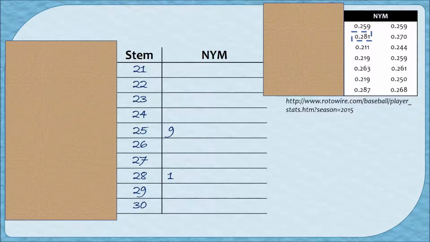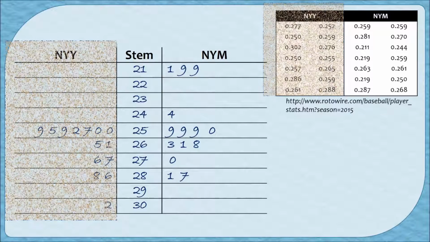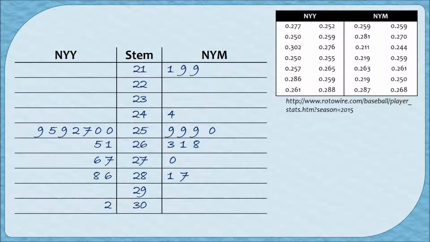Again, if you would like to make this stem and leaf plot on your own, you can pause the video here, and when you've finished, you can check your work. Alright, now that we're all done, let's compare the two sets of data. By making a back-to-back stem and leaf plot, we can easily compare the batting averages of the New York Yankees to the New York Mets.